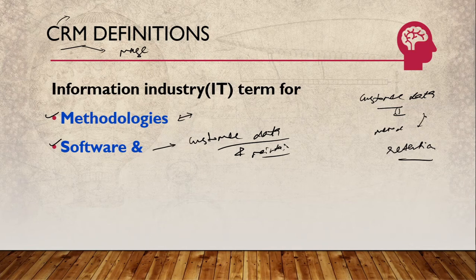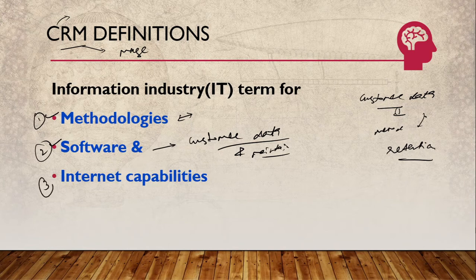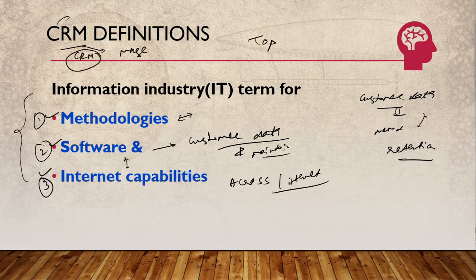First is a methodology, second is software, and then we all know that today businesses are across the globe, connected through different networks and the internet, and many of the software are also working on the internet. How we use these internet capabilities is also defined under CRM. If you see from the top, all these three things constitute the definition of CRM: the methodologies, the software and the internet we use to maintain customer relationships for acquisition, retention, and finally satisfaction.